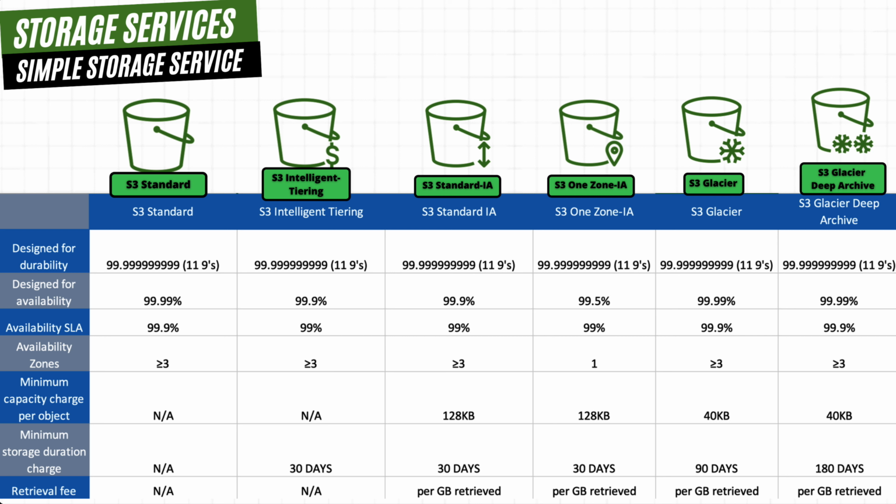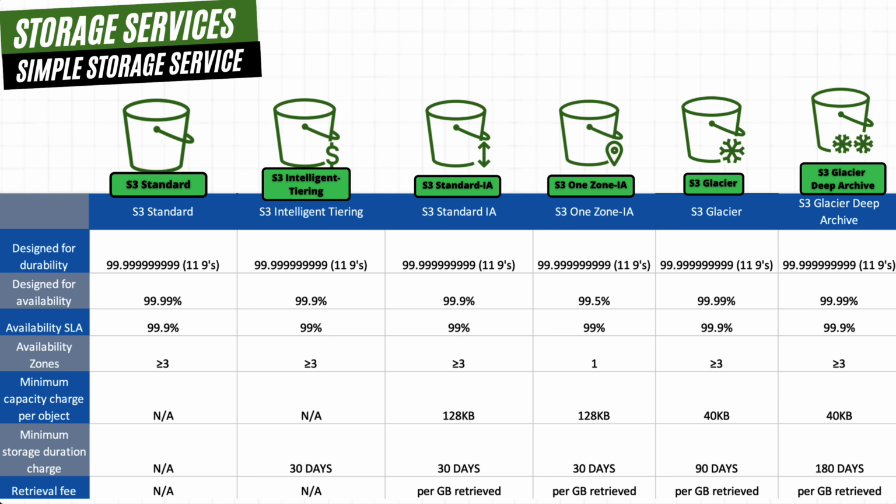Let's start with S3 Standard, which has 99.99% availability. It's used for frequently accessed data, and it provides low latency and high throughput for your data. We can use S3 Standard with applications like big data analytics, content distribution, and to run cloud-native applications.